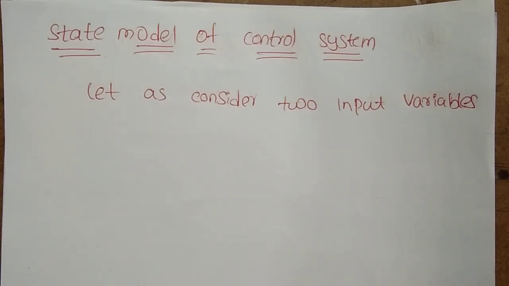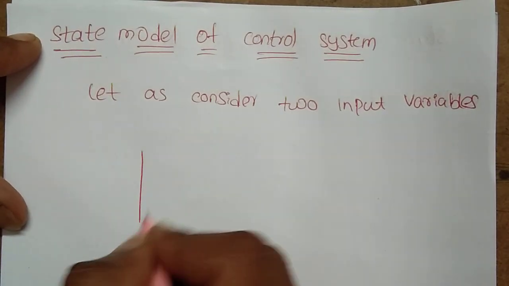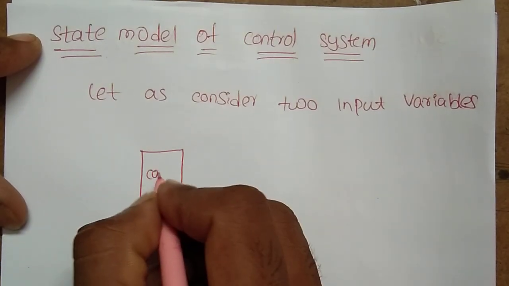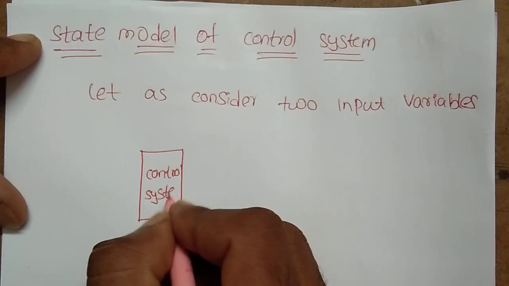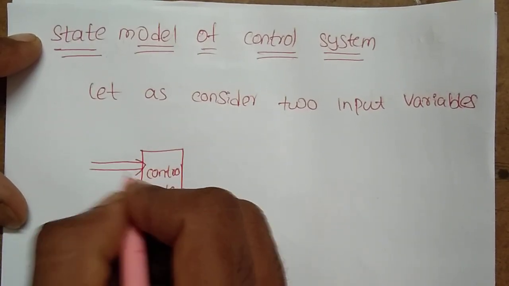Good morning, students. In this section, we are discussing the state model of control system. In the state model of control system, let us consider two input variables. This is the state model of the control system. These are the two input variables.